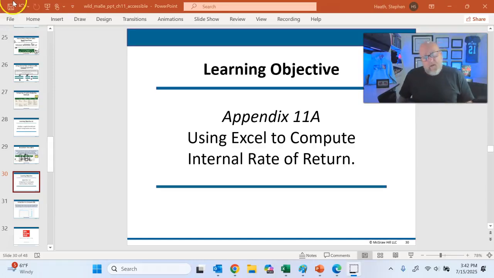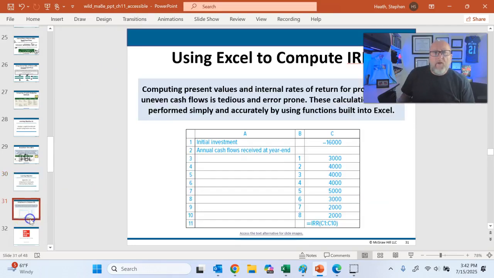All right, in this lecture, I am going to go over computing internal rate of return, but using Excel rather than the nonsense we were talking about in a few videos before this. Here's the issue. Usually our cash flows are going to be inconsistent every year. So the strategy that we were using in the previous lecture doesn't really work, because we were saying that the initial investment of 16,000 divided by the annual cash flow of 3,000 would give us this present value factor of, what is 16,000 divided by 3,000?